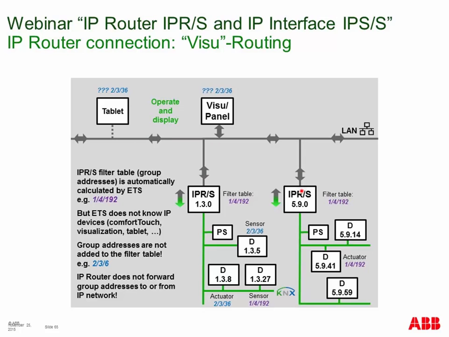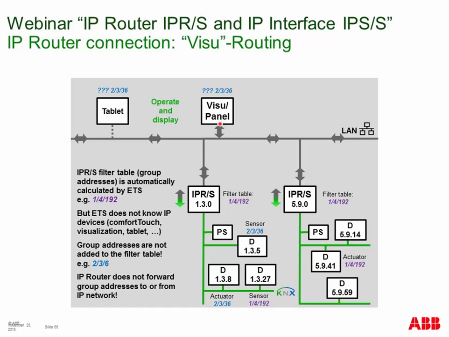The IP router receives this telegram. It knows, okay, the same multicast address. It looks in the filter table and then forwards the telegram into the line, and the actuator switches on or off. In parallel, the visualization system, which also uses the routing connection, listens to the telegram and shows the correct status of this switch actuator, on or off.